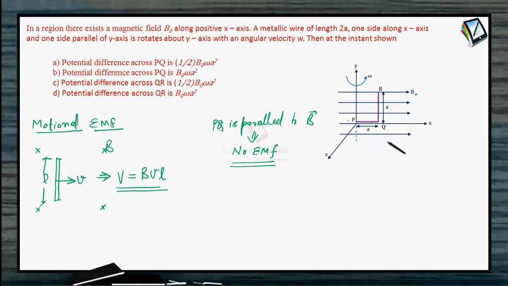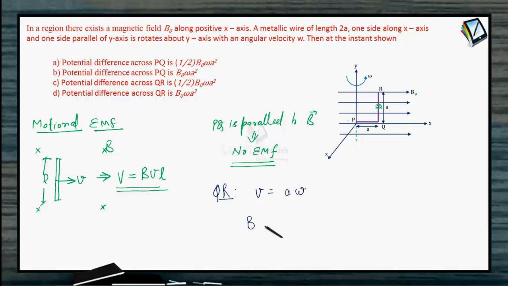As far as QR is concerned, when it is rotating about the y-axis, at this instant the velocity of this portion QR must be inward. It is going inward with a velocity of a omega, because each and every point of this portion QR is at the same distance a from the rotational axis, which is the y-axis. So the velocity of this portion QR at this instant is a omega.